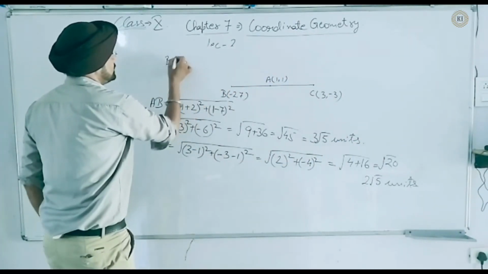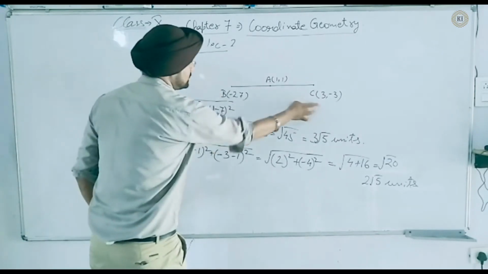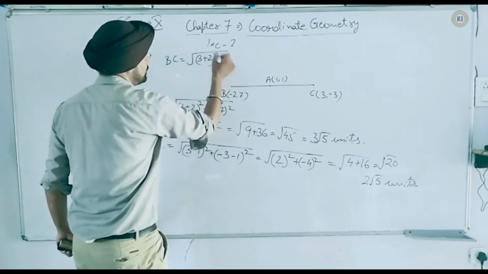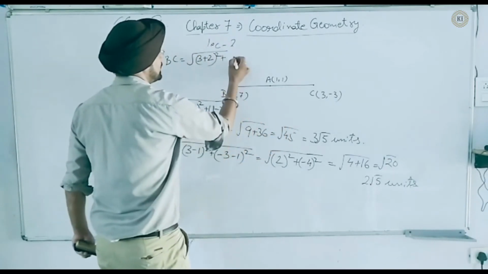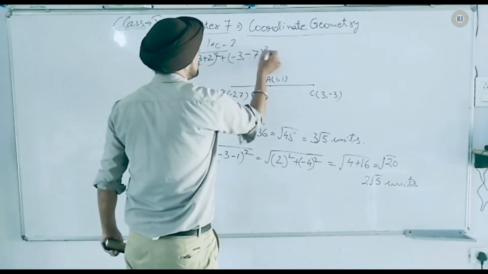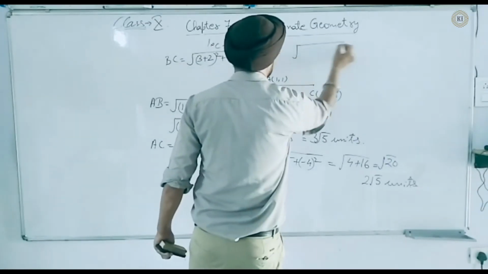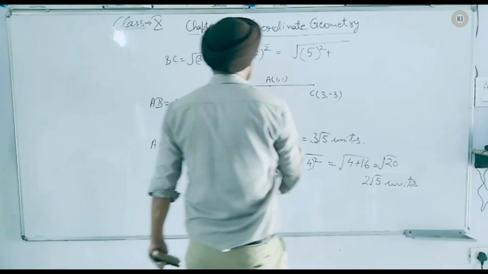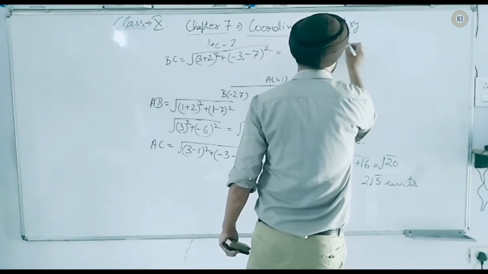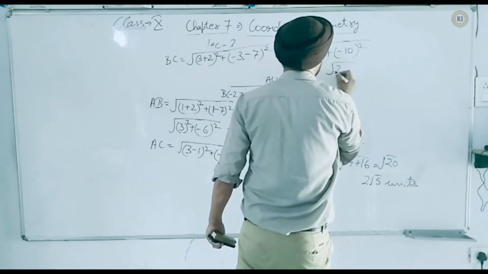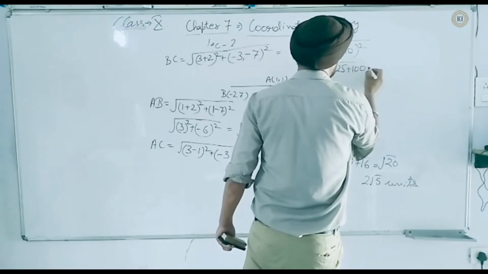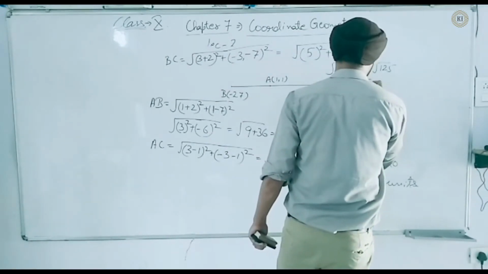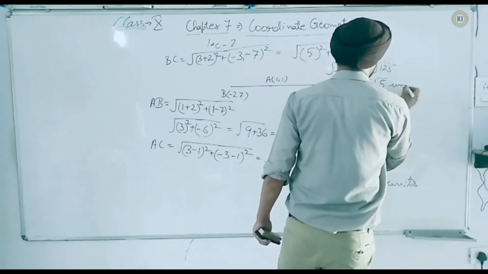Now the value of BC is equal to under root, 3 plus 2 whole square plus minus 3 minus 7 whole square. So here it will come under root, 3 plus 2, that is 5, and minus 3 minus 7 is minus 10. So 5 square will be 25, minus 10 square is 100, that is under root 125. Under root 125 you can write here 5 root 5 units.